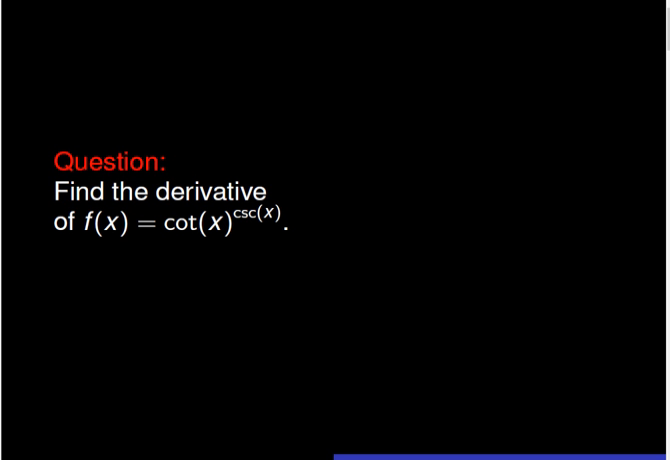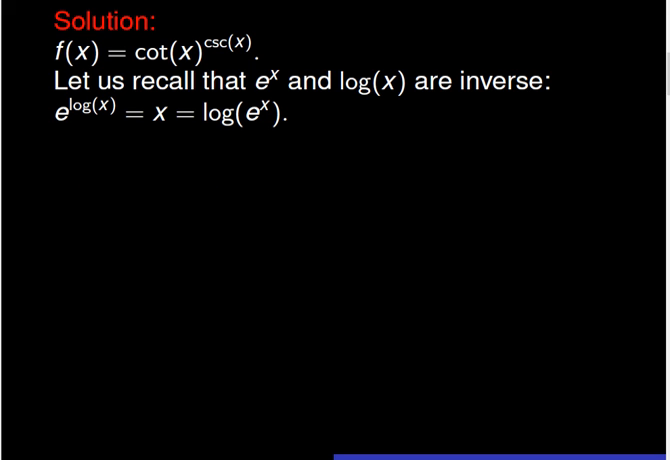In this problem we are asked to find the derivative of the function cotangent of x to the power cosecant of x. We have to compute the derivative of cotangent of x to the power cosecant of x. In fact, this function can be seen as an exponential function because it is obtained by raising cotangent of x to the power cosecant of x. In this case cotangent of x is seen as the base and cosecant of x is the exponent.